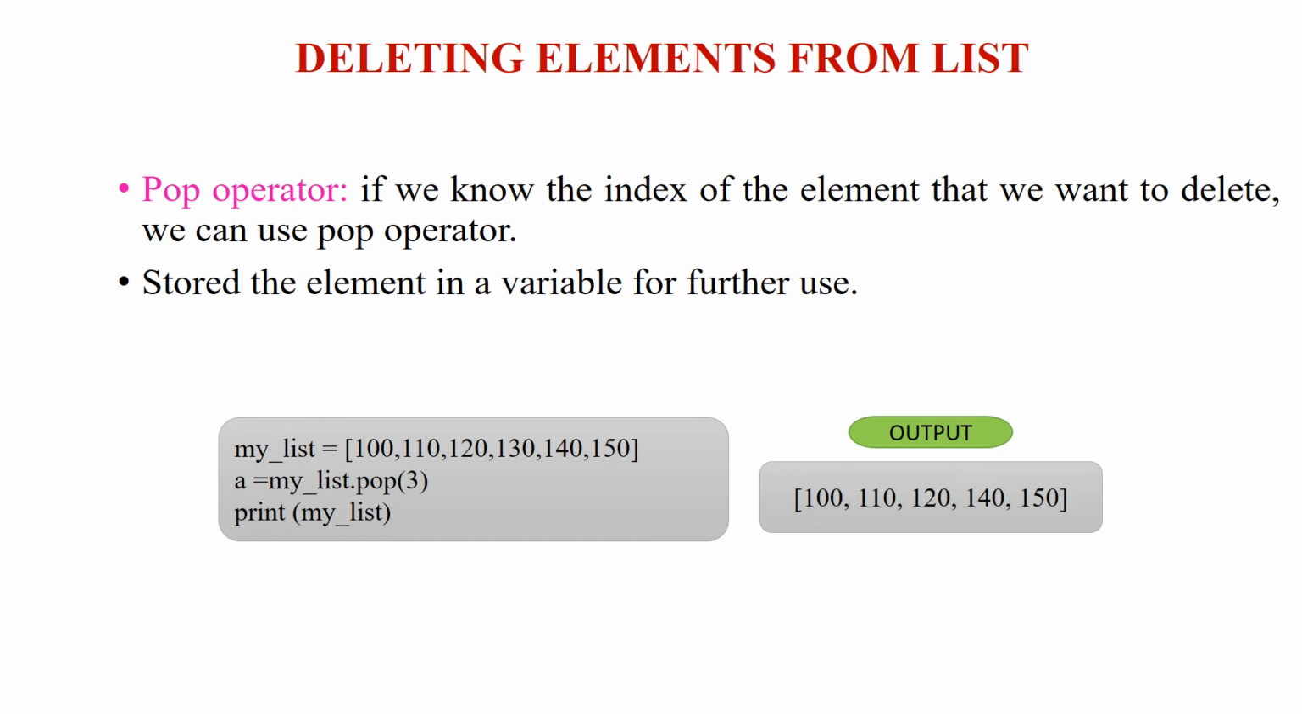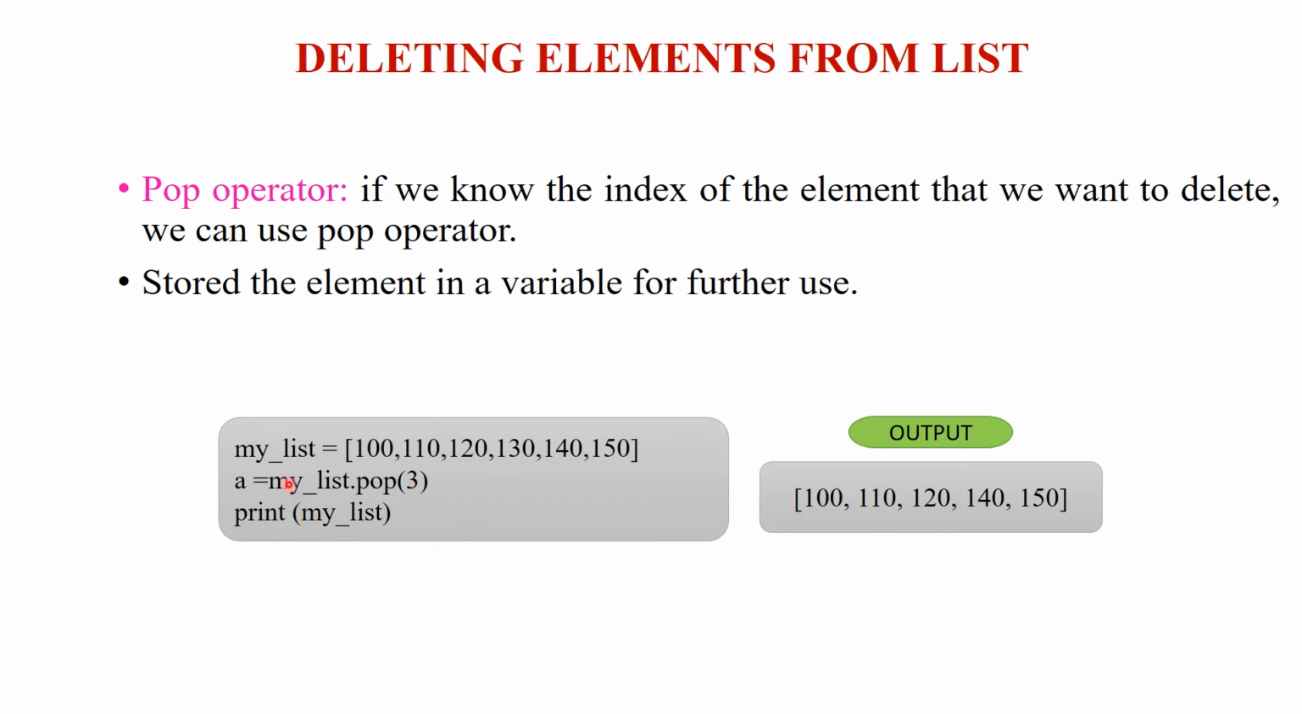So how are we going to delete an element from the list? Here we have three operators that we can use for deleting an element from the list. One is the pop operator, the second one is the del operator, and the third one is the remove operator. In the pop operator, if you know the index of the element that we want to delete, we can go for the pop operator. It stores the element in a variable for further use.